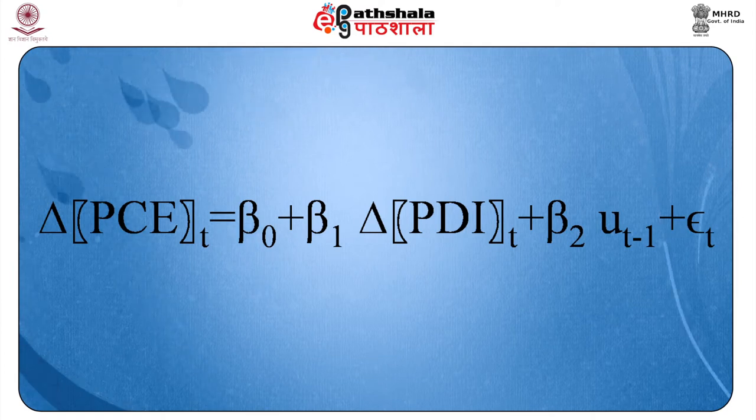Consider the model. Let's say we have delta PCE t equal to beta 0 plus beta 1 into delta PDI t plus beta 2 mu t minus 1 plus epsilon t, where delta as usual denotes the first difference operator, epsilon t is the random error term, and mu t minus 1 is equal to PCE t minus 1 minus beta 1 minus beta 2 PDI t minus 1. That is the one period lag value of the error from the co-integrating regression. PDI is nothing but the personal disposable income, and PCE is the personal consumption expenditure. Therefore, the above equation states that delta PCE depends on delta PDI and also on the equilibrium error term.